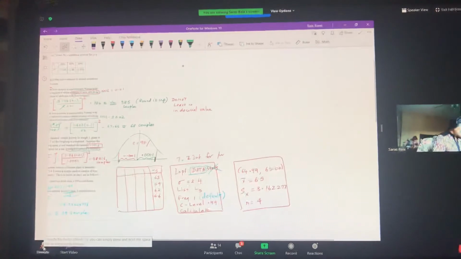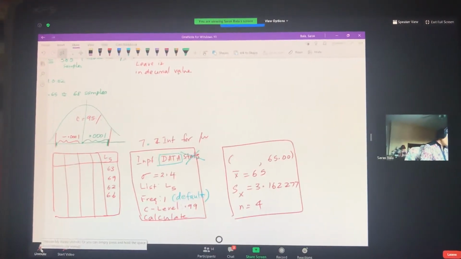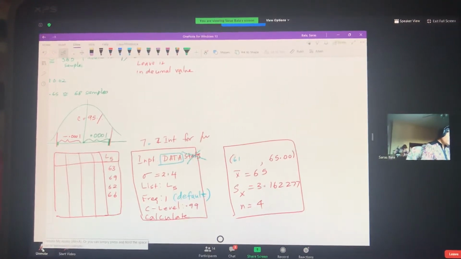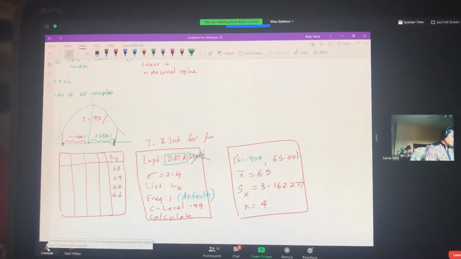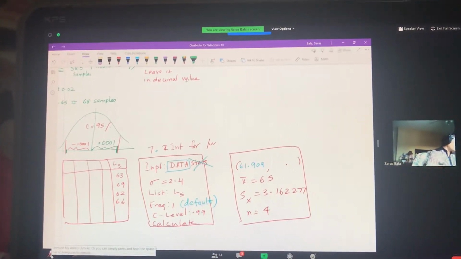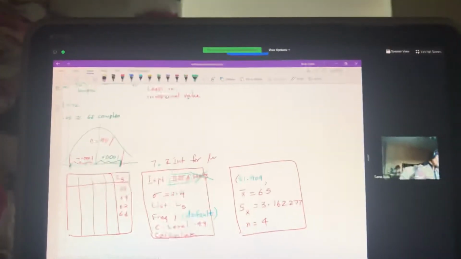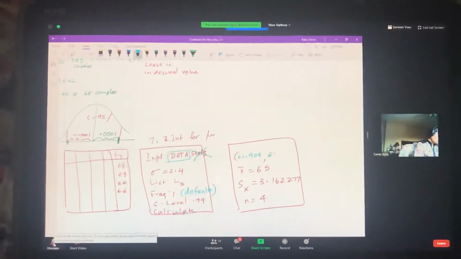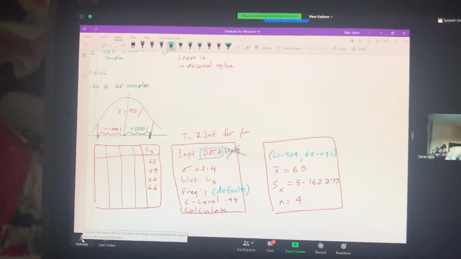All right. So now 61.909. Is it correct? Yes, that's what I got. Thank you. That's right. Because I did not change my sigma value to 2.4, I was writing it here as 2.4, but I forgot to change it in my calculator. Okay, that's right. 68.491. All right. So now everything is good.